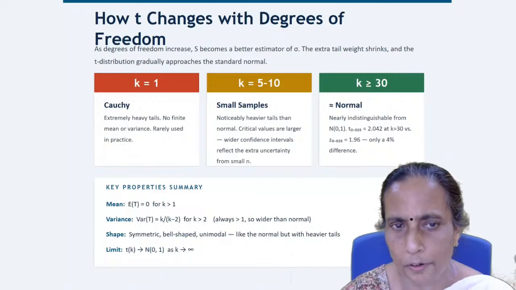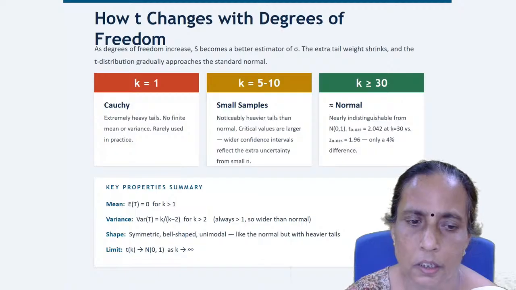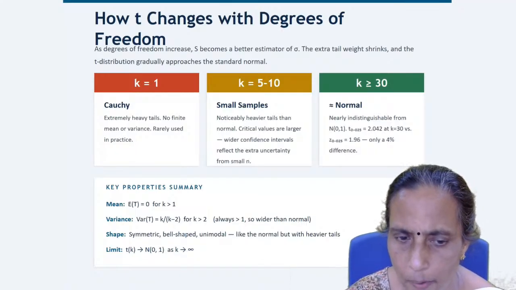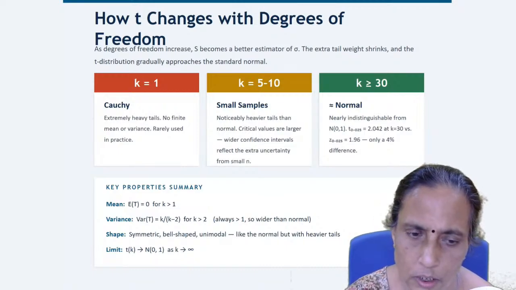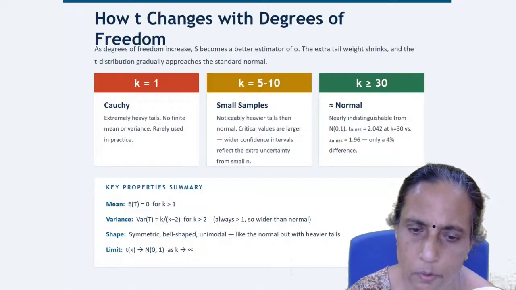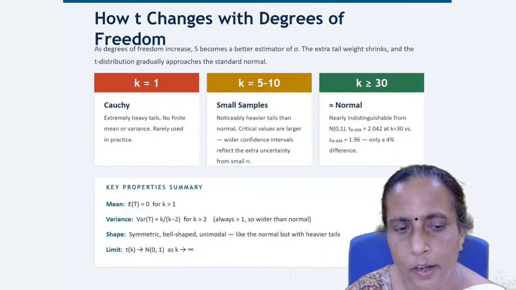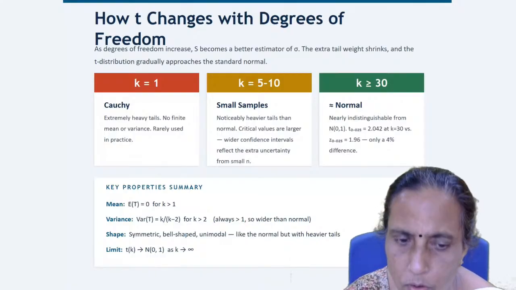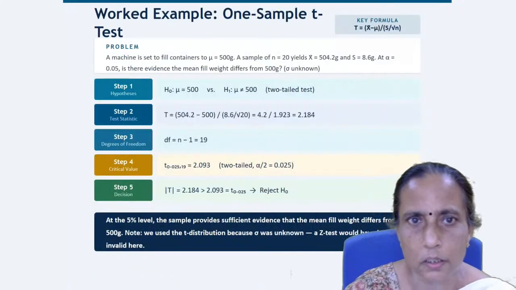Key properties of the t distribution: the expectation of the t statistic is equal to 0 for k greater than 1, the variance is k upon k minus 2, and the shape is symmetric, bell-shaped, unimodal like the normal but with heavier tails. And in the limit when k tends to infinity, t tends to the standard normal distribution.